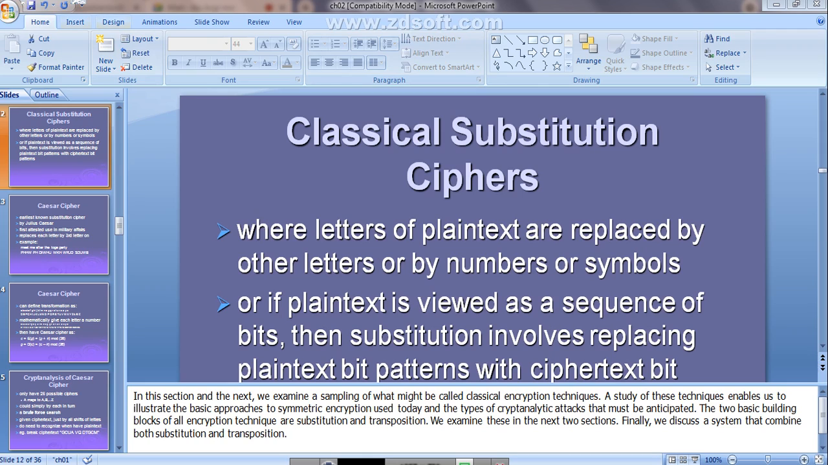What is a substitution technique? You are replacing one letter with another letter or number or symbol. That is what is called a substitution technique. The name itself indicates substitution, that means substituting one letter with another letter in a plain text to get the ciphertext. This is one type of encryption technique, to convert the plain text into the ciphertext.